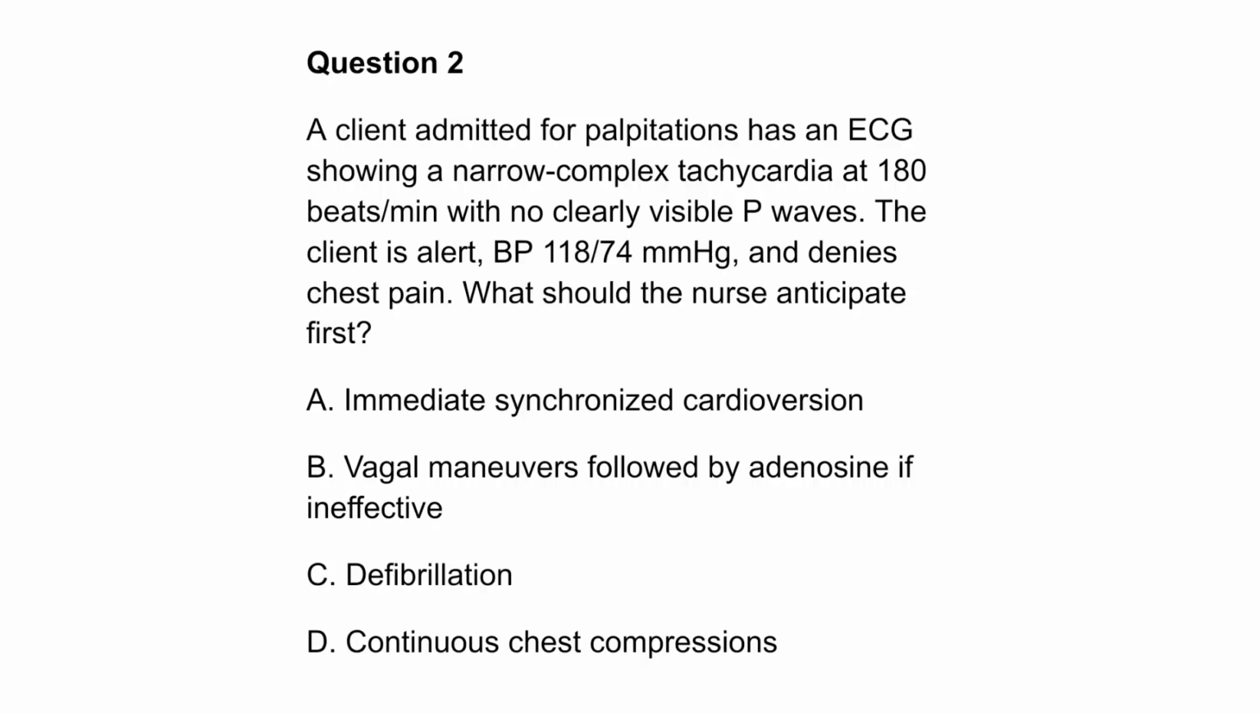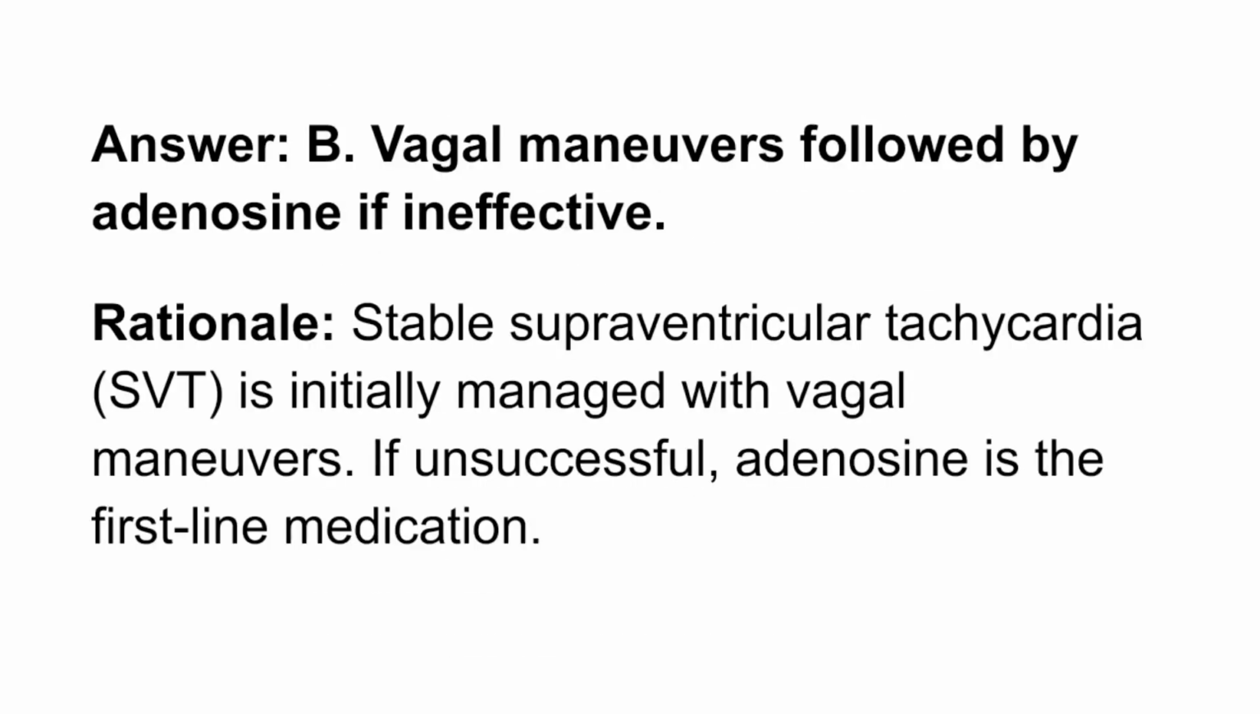A. Immediate synchronized cardioversion. B. Vagal maneuvers followed by adenosine, if ineffective. C. Defibrillation. D. Continuous chest compressions. Answer: B. Vagal maneuvers followed by adenosine, if ineffective. Rationale: stable supraventricular tachycardia, SVT, is initially managed with vagal maneuvers. If unsuccessful, adenosine is the first-line medication.